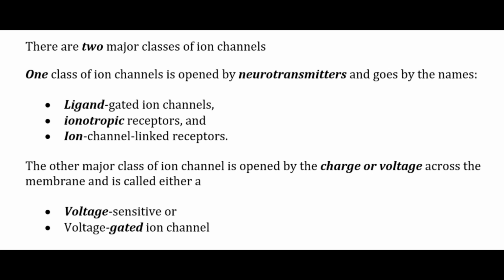One class of ion channels is opened by neurotransmitters and goes by names such as ligand-gated ion channels, ionotropic receptors, or ion channel linked receptors. The other major class of ion channel is opened by the charge or voltage across the membrane and is thus called a voltage-sensitive or voltage-gated ion channel.